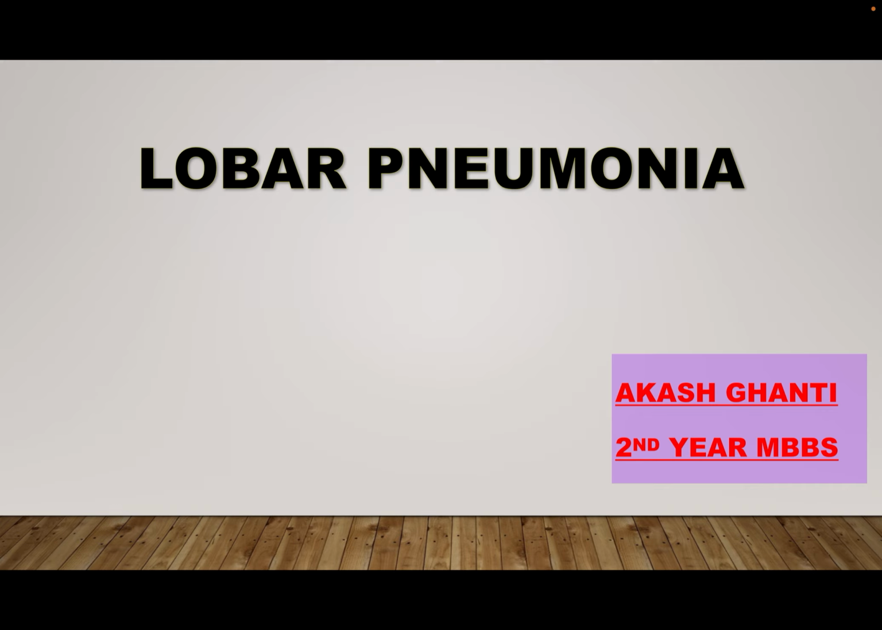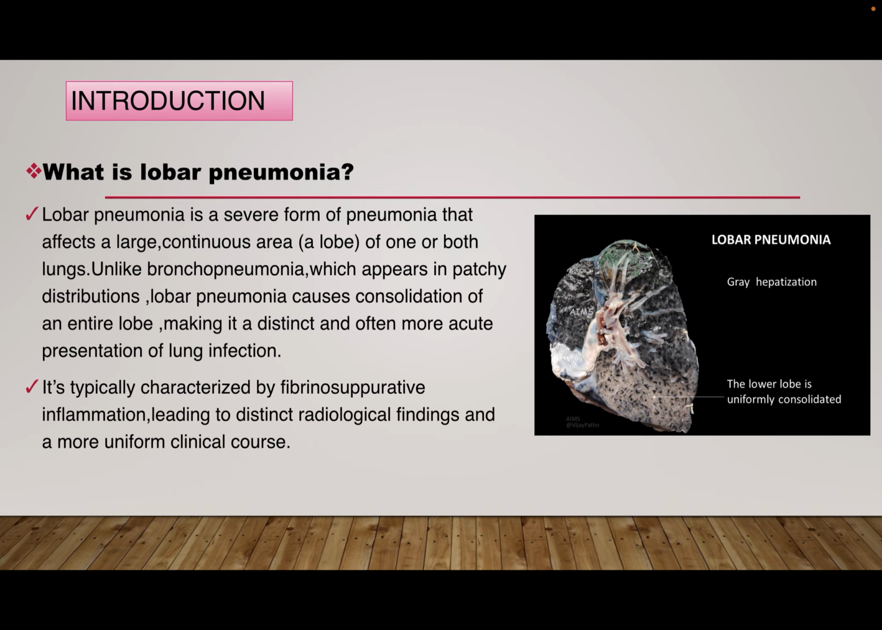Today I am going to discuss lobar pneumonia. Firstly, we have to know what lobar pneumonia is. Lobar pneumonia is a severe form of pneumonia that affects a large continuous area of one or both lungs. Unlike bronchopneumonia, which appears in patchy distribution, lobar pneumonia causes the consolidation of an entire lobe, making it a distinct and often more acute presentation of lung infection.